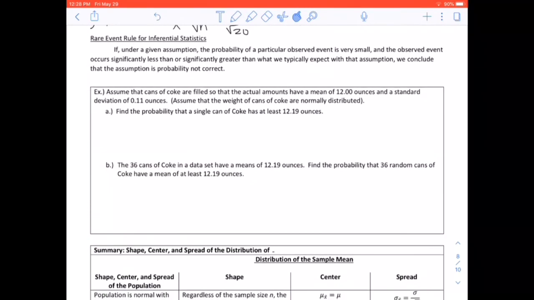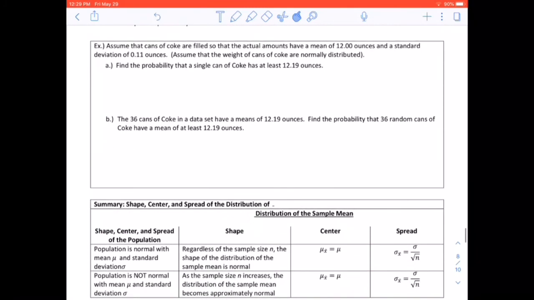So the next thing says the rare events rule for inferential statistics. If under a given assumption the probability of a particular observed event is very small, then the observed event occurs significantly less than or significantly greater than what we typically expect. With that assumption, we conclude that the assumption is probably not correct.